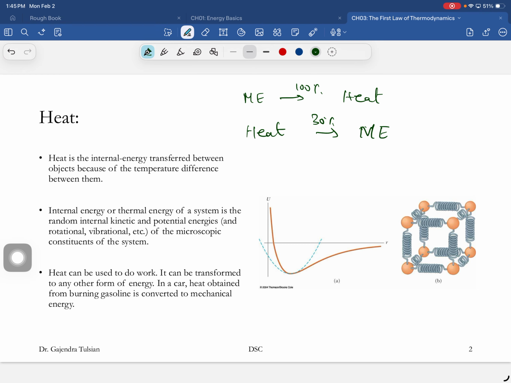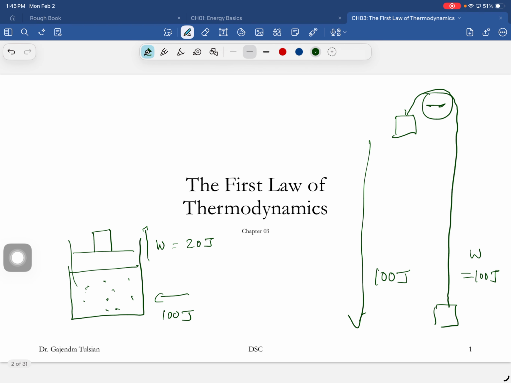So for instance, let's say I have a cup of hot water. I place it in the room. What will happen?